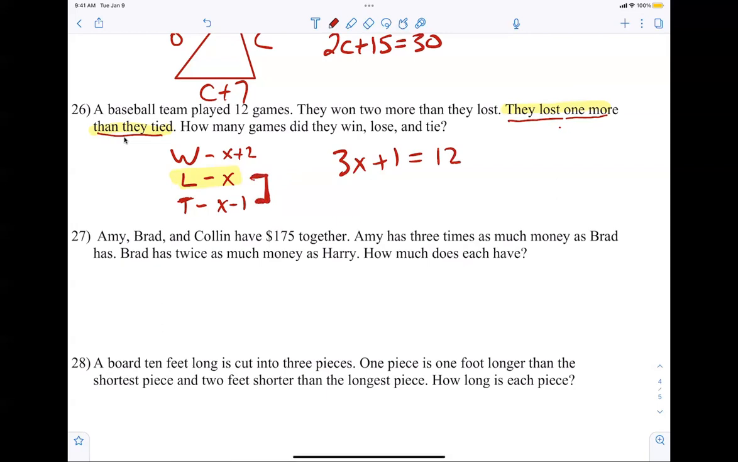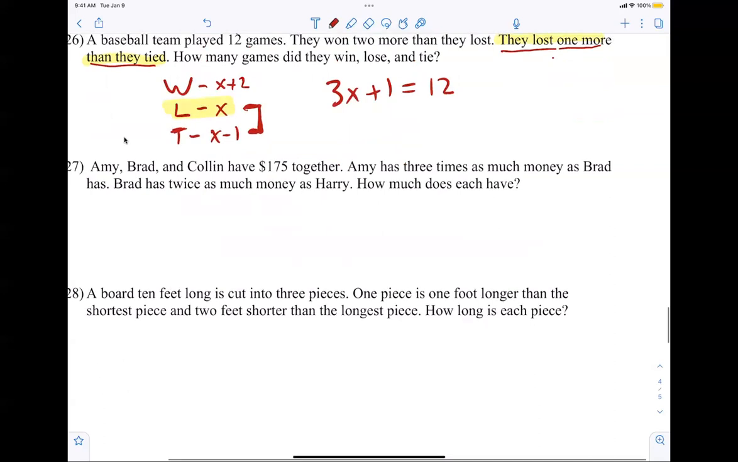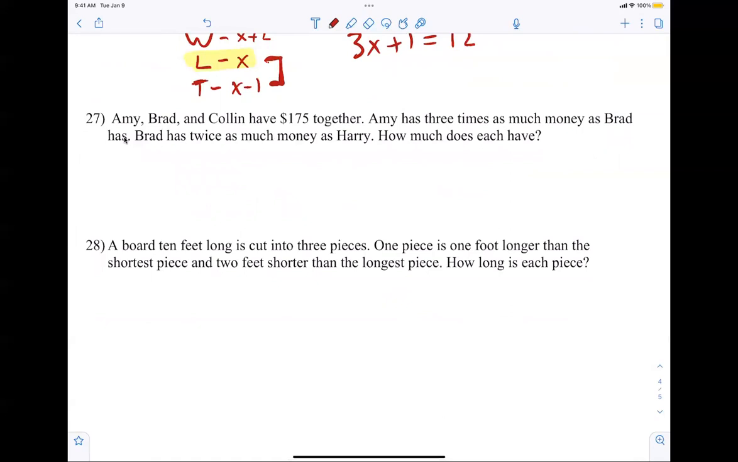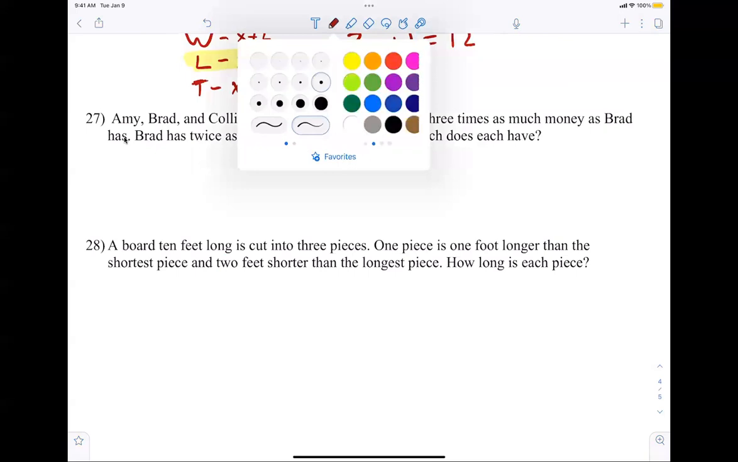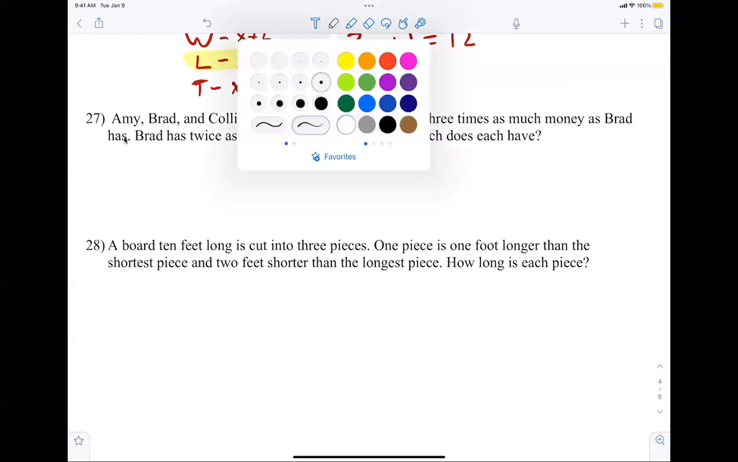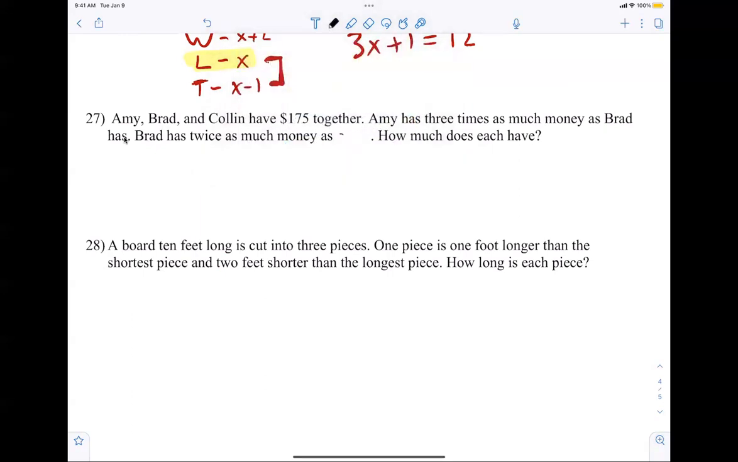All right, let's try 27. Max, I think this one's a typo. 27. Amy has 3 times as much money as Brad has. Brad has twice as much money as Harry. How much does each have? Okay, so what I want to do here, guys, the Harry should be what? Let's fix that. Change Harry to Colin. There you go.